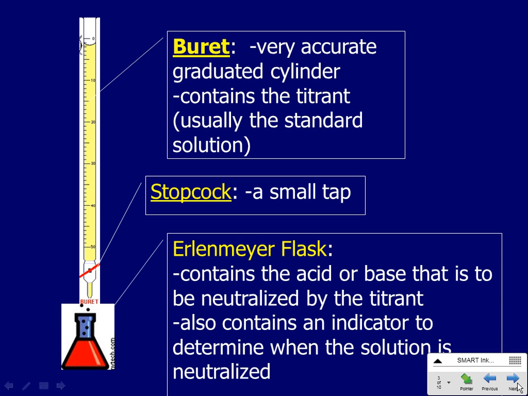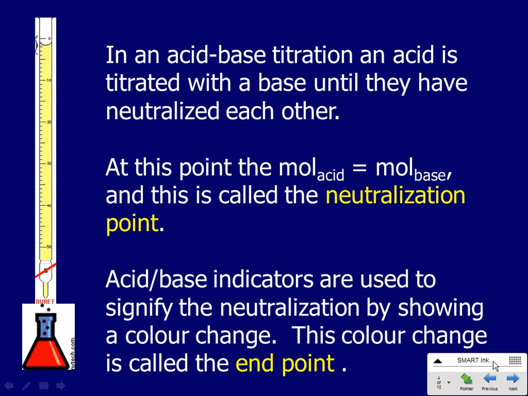And that'll tell us that we've added the same amount of acid and base. And that's an important part of a titration. Let me just jump ahead to the next slide here. We want to neutralize the acid with the base. And we want to stop right when we get to that neutralization point.